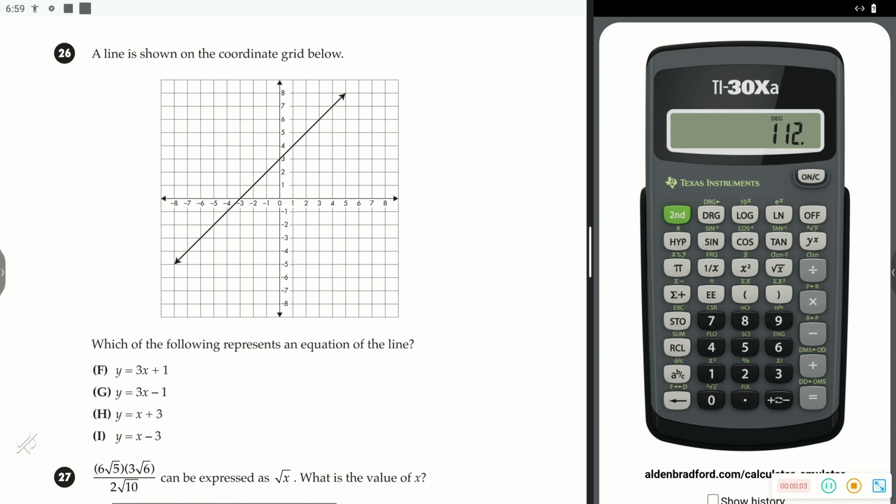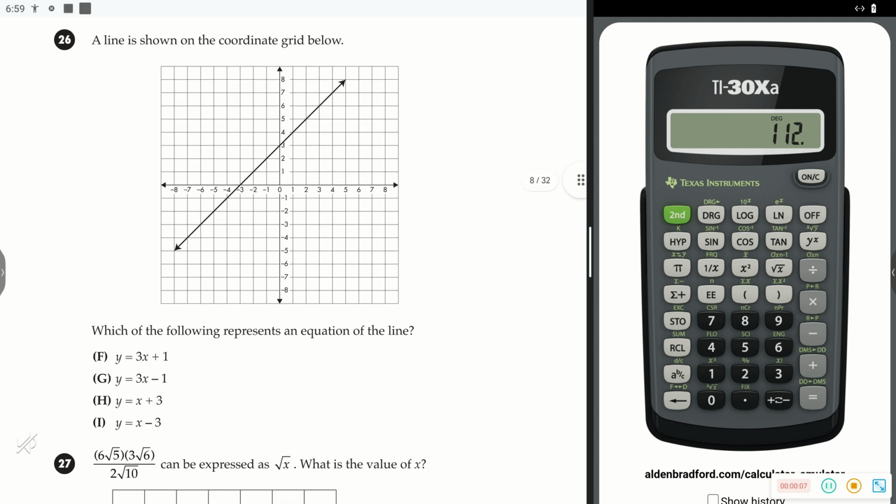All right, number 26, it says a line is shown on the coordinate grid below. So if we look at this, we just want to figure out what the equation is in slope-intercept form. Slope-intercept form is y equals mx plus b. Let me move this out of the way. So the first thing we want to do, well, we can just find the y-intercept really quick. It's right there. So we know it's going to be +3, and we just have to determine the slope.